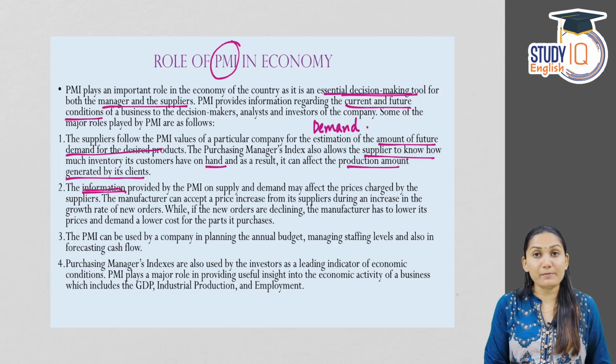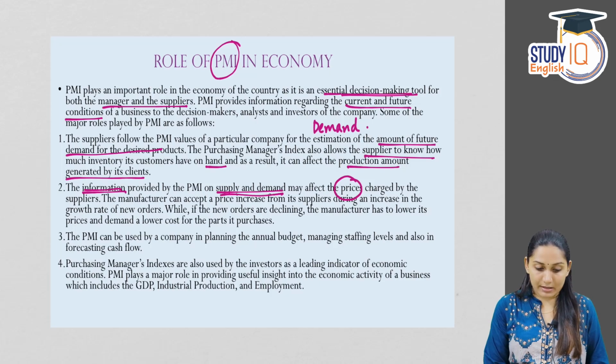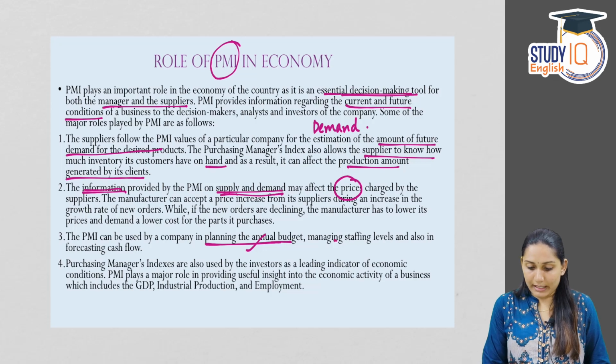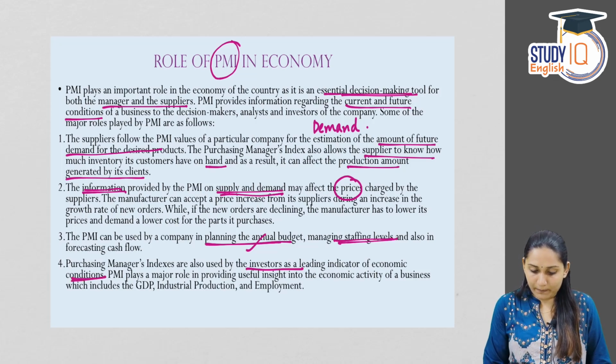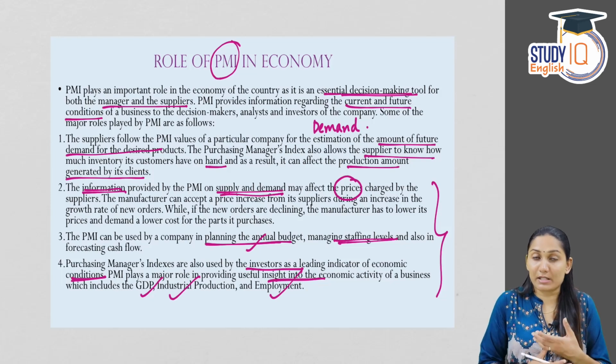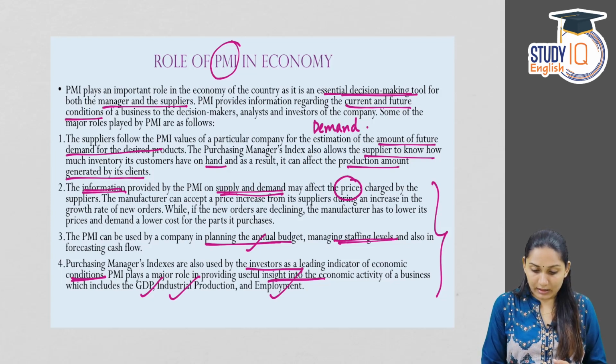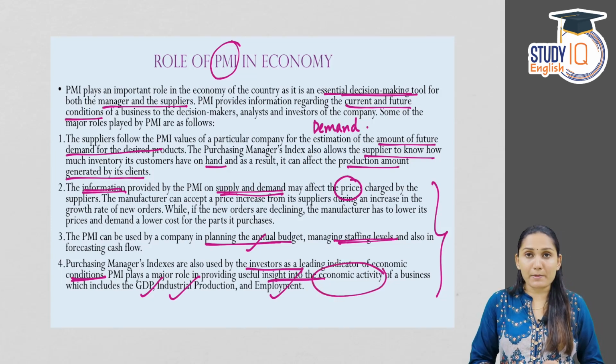Then the second one is the information provided by the Purchasing Managers Index on supply and demand. It may affect the prices charged by the suppliers. Thirdly, it is helpful in planning the annual budget, managing staff levels, etc. And then it is used by investors as an indicator of economic conditions. Therefore, it plays a major role in getting an insight regarding GDP, industrial production, employment, etc. So the information generated from the Purchasing Managers Index is very helpful in understanding these economic activities. So that's the purpose of PMI.